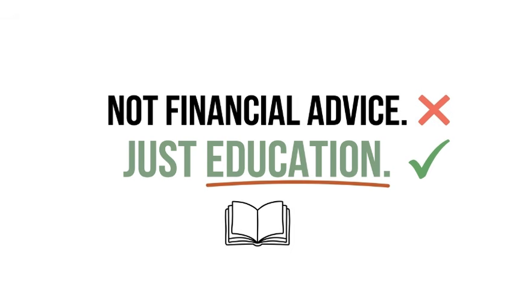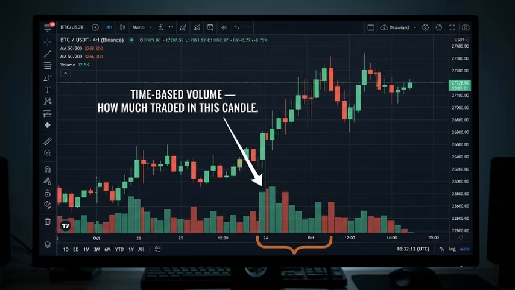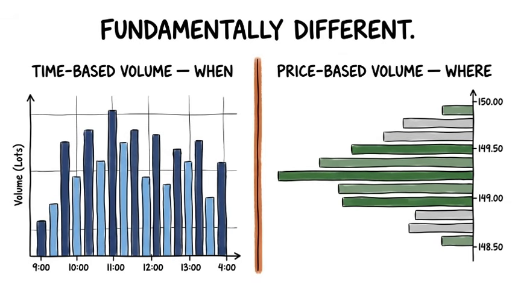Let's get into it. First, let's understand what volume profile actually is and why it is fundamentally different from the volume bars you already know. Standard volume bars sit at the bottom of your chart. They tell you how much was traded in a specific time period. High volume bar means a lot happened in that candle. Low volume bar means not much happened. That is time-based volume. Volume profile is different.